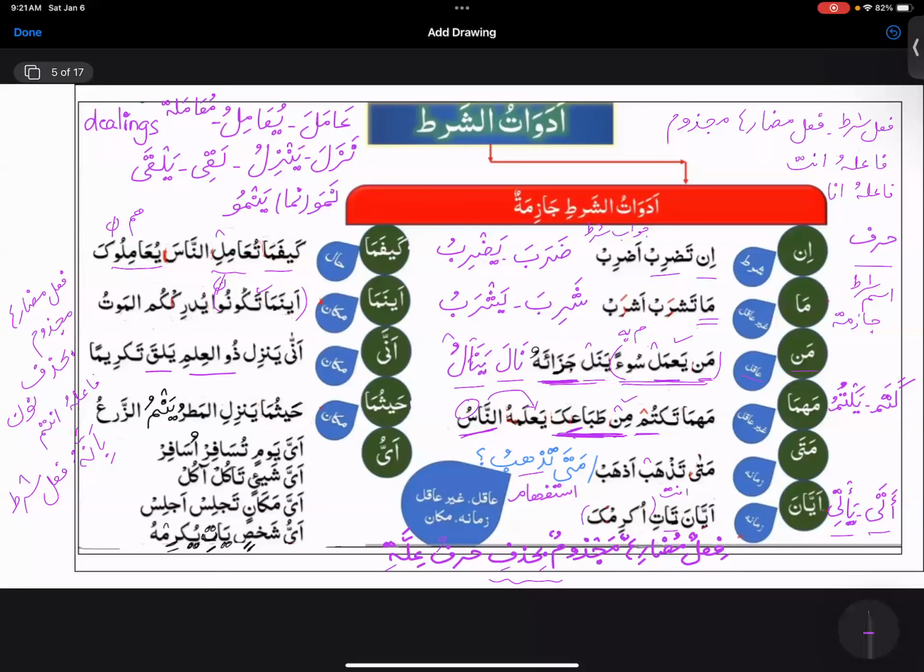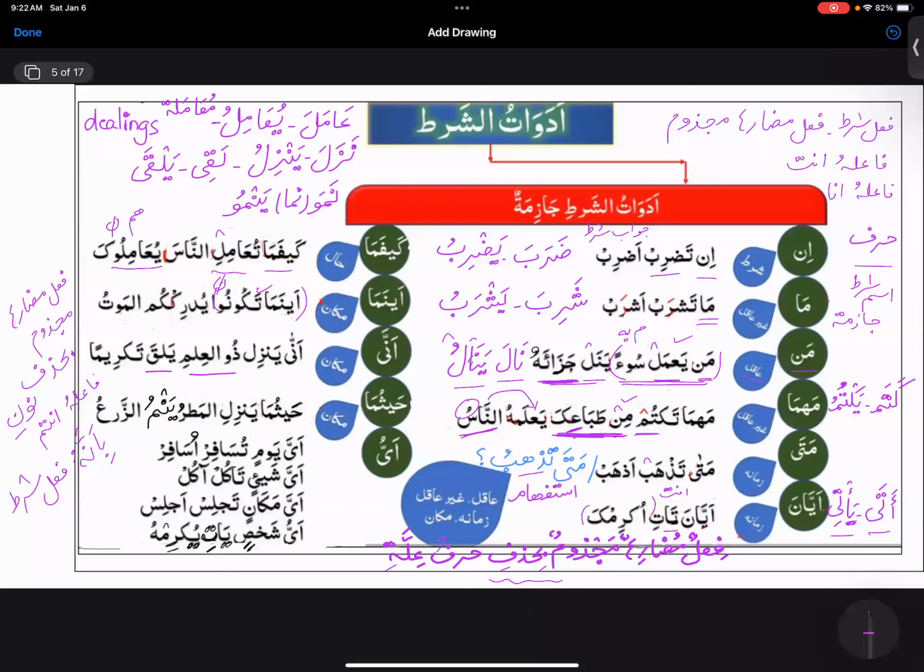Over here, basically, the fe'l mudari can have different moods, right? It could be marfu, it could be mansub, or it could be majzoom. So we are saying that this is majzoom, and now give me proof how it is majzoom. So I'm giving proof over here, two reasons why it is majzoom. Then we can say who is the fa'il in there, and then we can say why it is majzoom, because this is felu shart.